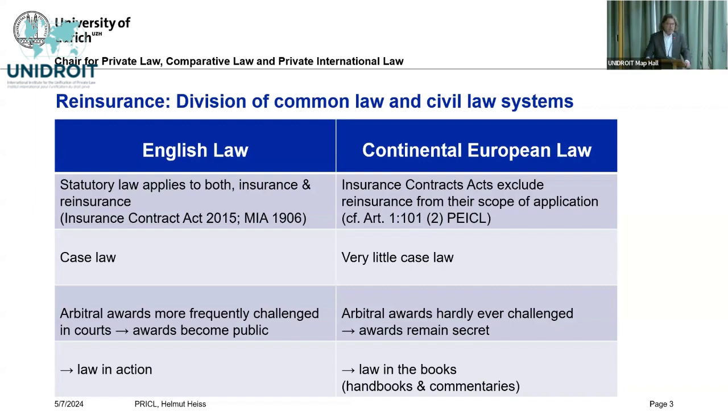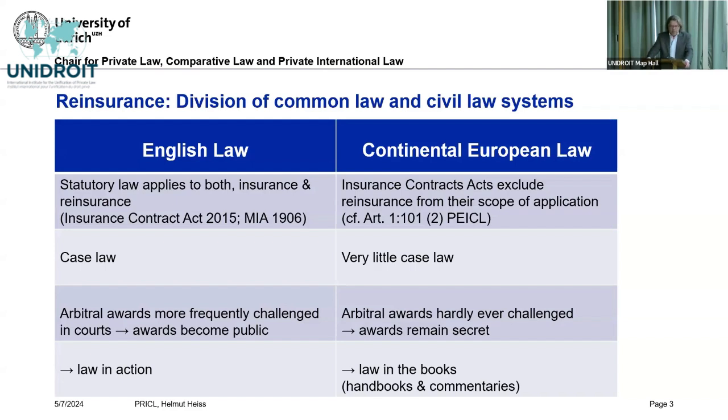So what you see in England is a law in action, a law that developed out of a certain need, a request from the industry to obtain decisions. Whereas in continental European law, insurance contract acts usually exclude reinsurance from their scope of application, Article 1101, paragraph 2 of the Principles of European Insurance Contract Law being the main general example, taking that up on a European level.